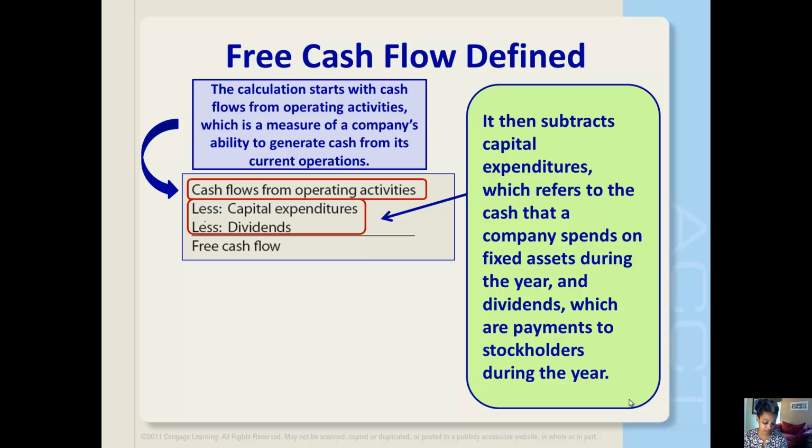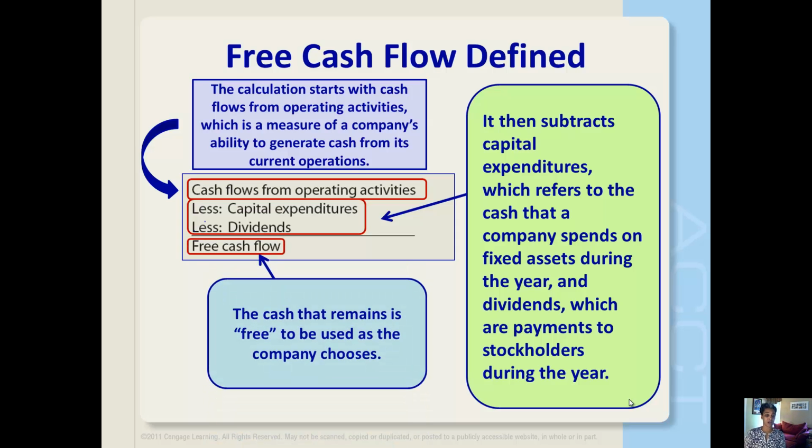So free cash flow then is a measure of a company's ability to generate cash for expansion, for other forms of improved operations, for the repayment of debt, or for increased returns to stockholders. So free cash flow is basically what they have left over, and that's why we call it free, because it's free to be used however the company wants.